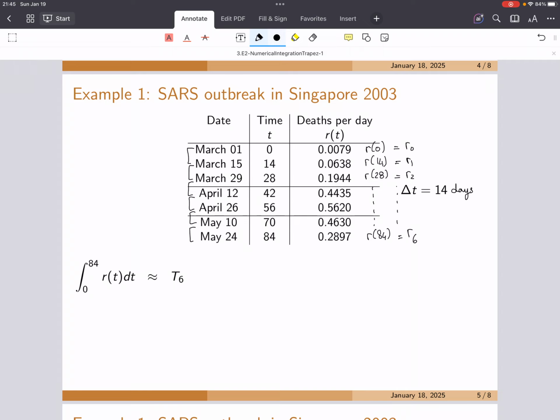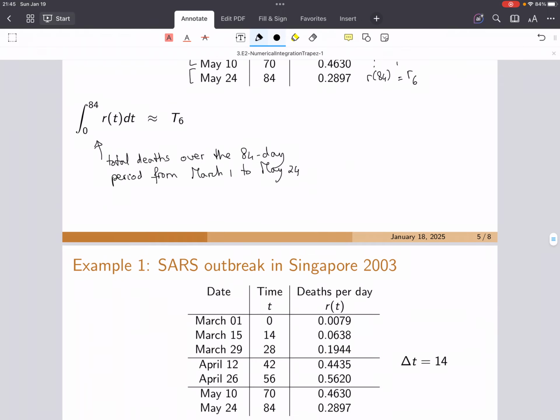So this definite integral is, of course, the total number of deaths over the 84-day period from March 1st to May 24th. Okay, and we can use the trapezoid rule to approximate that by using all of the data points that we've been provided. I've done that on the next page.